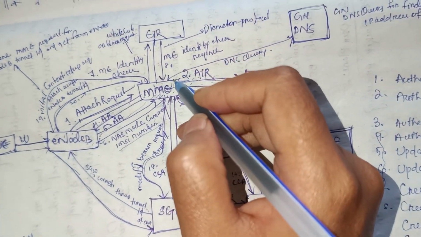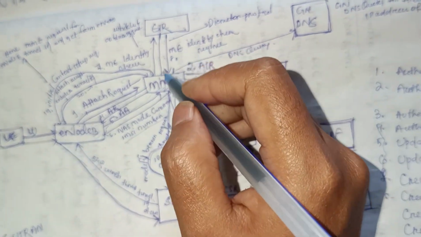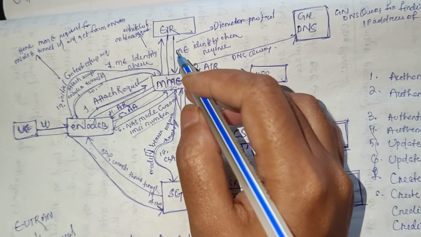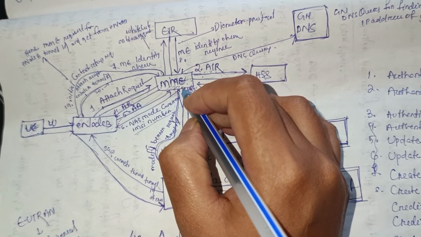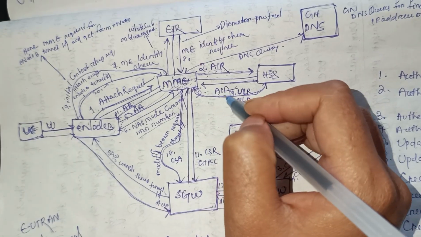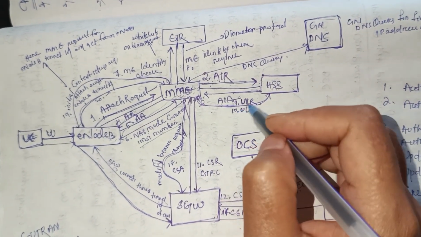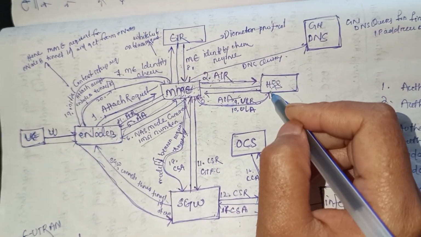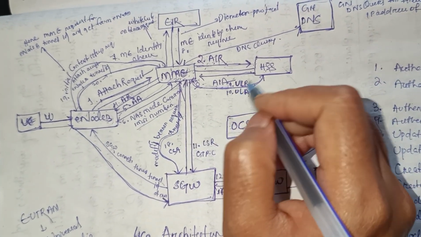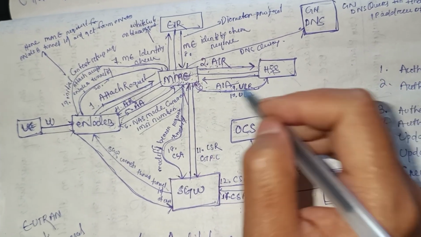Suppose the number is whitelisted, then EIR will send the ME identity check response. So here EIR will send that it is whitelisted. EIR will respond to MME. So after knowing that the number is whitelisted, MME will send the ULR request to HSS, the update location request, to update the location of that UE in the HSS database. Then HSS will respond back with ULA, update location answer. So in this process, the HSS will store the data of the UE in its database.